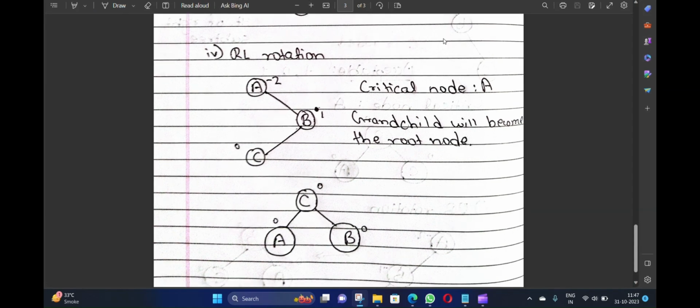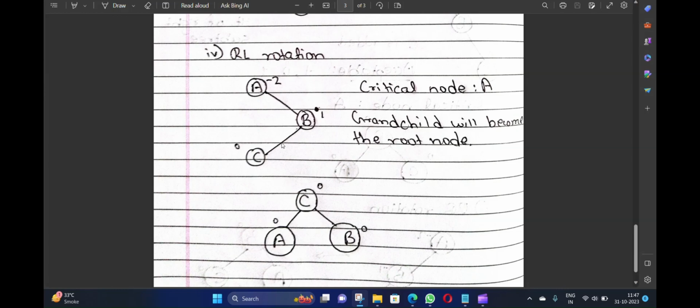Our next part is right left rotation. In right left rotation, we replace the critical node with the grandchild, and here A is our critical node. We have calculated the critical node by looking at the balance factor. We start calculating balance factor from the bottom. C is the bottommost element, a terminal node, and it has balance factor 0 because it does not have any left subtree or right subtree: 0 nodes in the left subtree, 0 nodes in the right subtree, 0 minus 0 is 0.